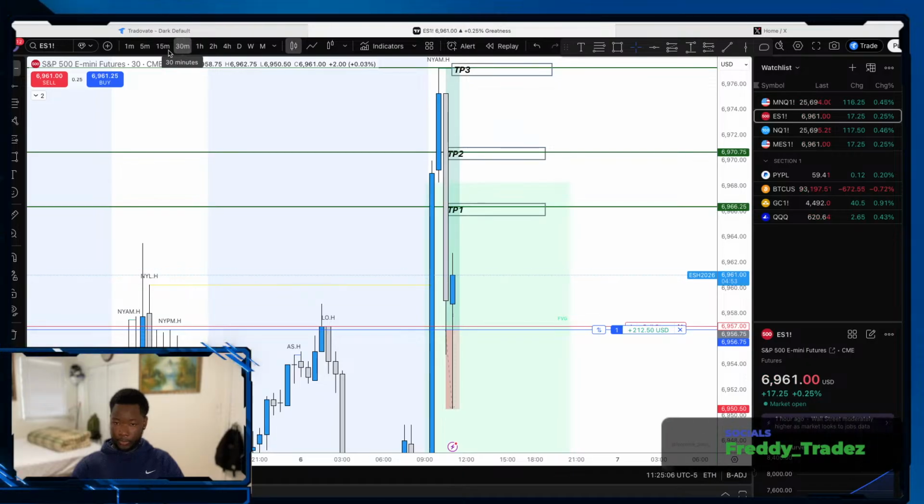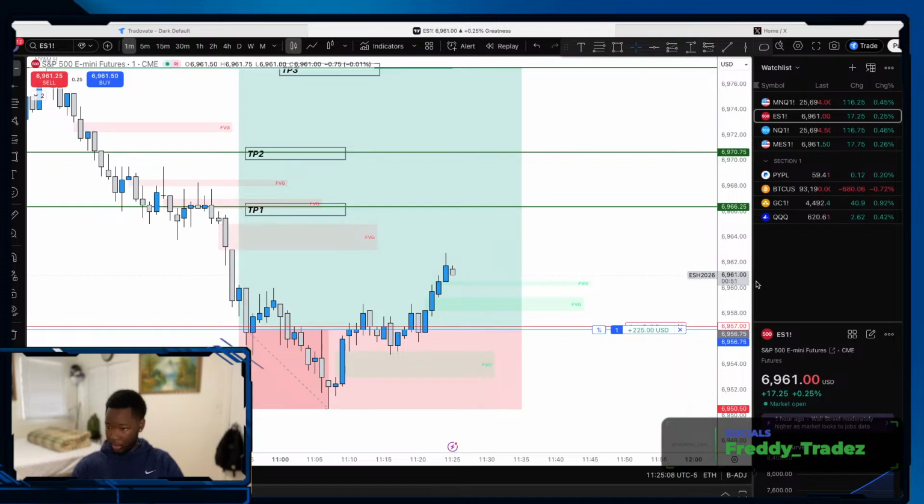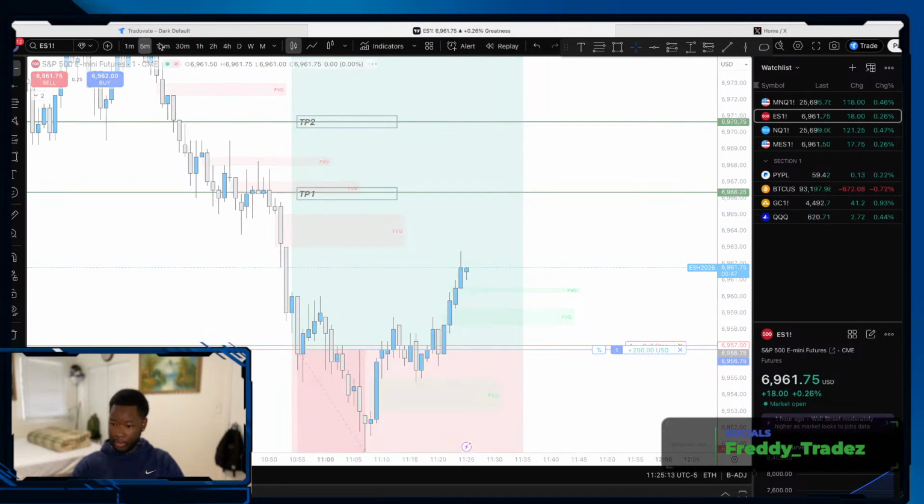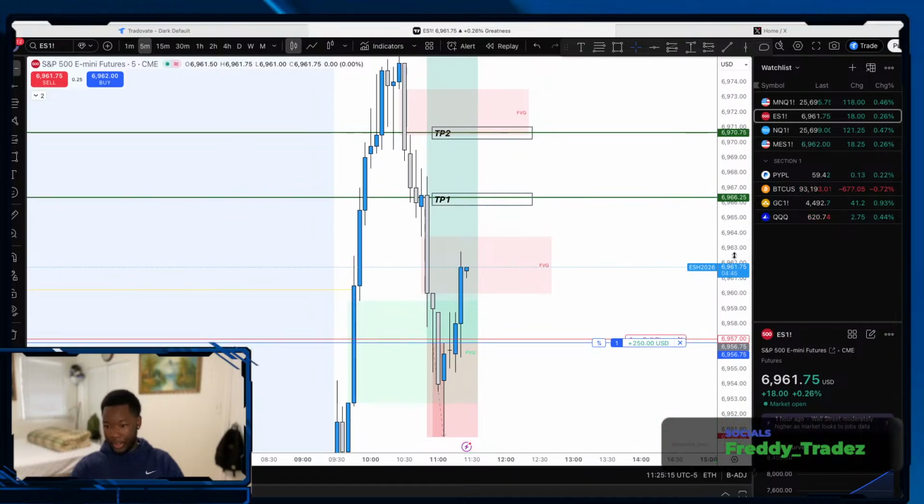Okay. Getting the pullback here, don't like that. It's a new 5 minute, that's fine. Yeah, so this looks good for higher. It's gonna hold.